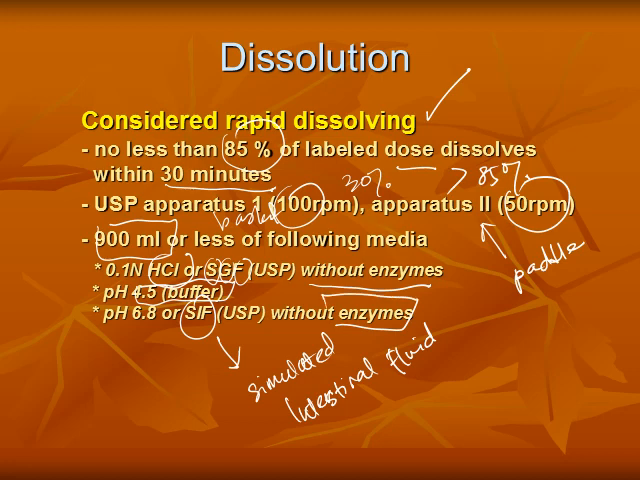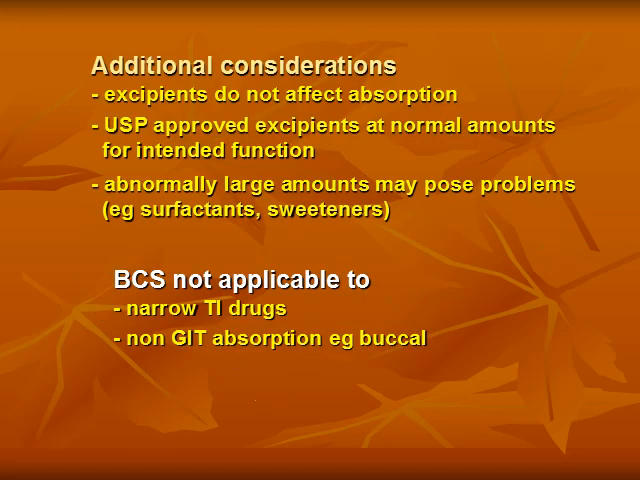So why is it 900 ml of medium? Because from the stomach up to the intestine, the liquid in your body for oral drug absorption is 900 ml. So it is fixed for this dissolution medium to be a volume of 900 ml.